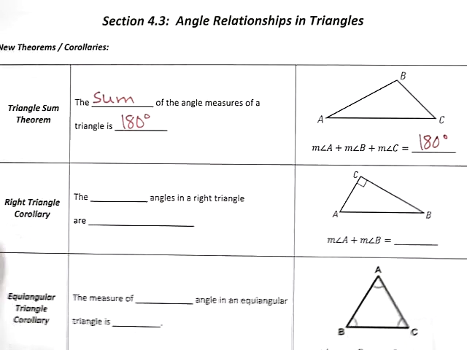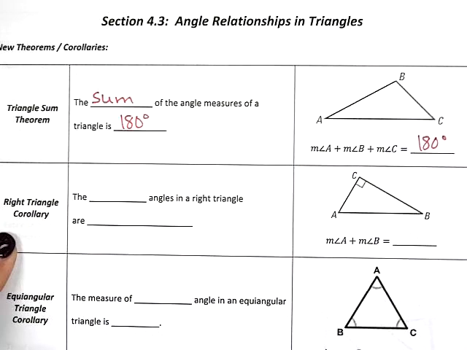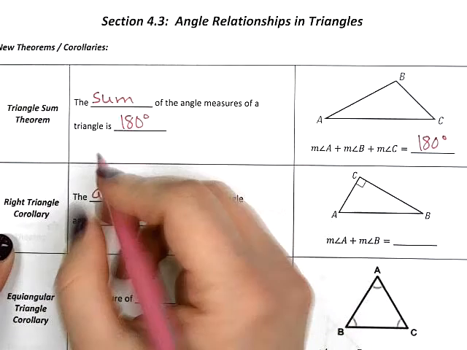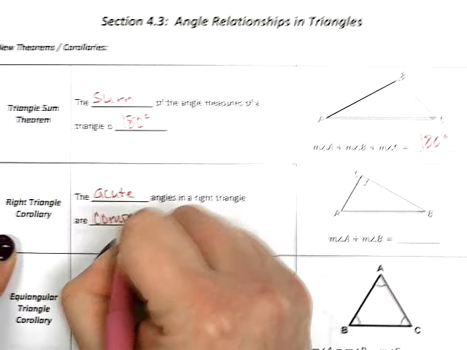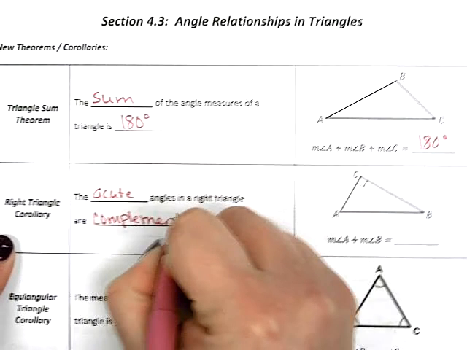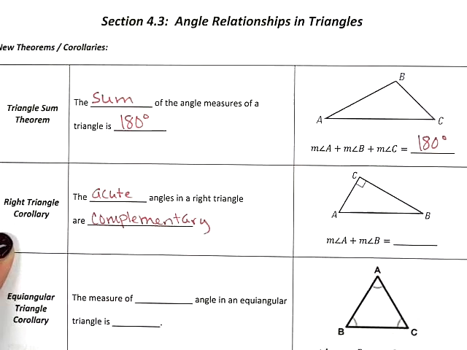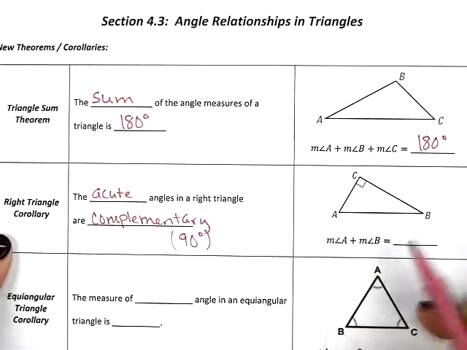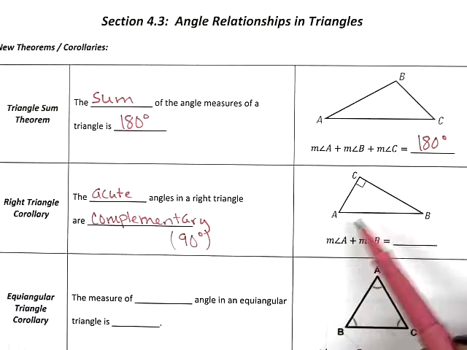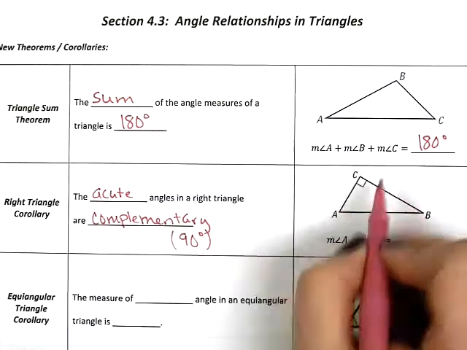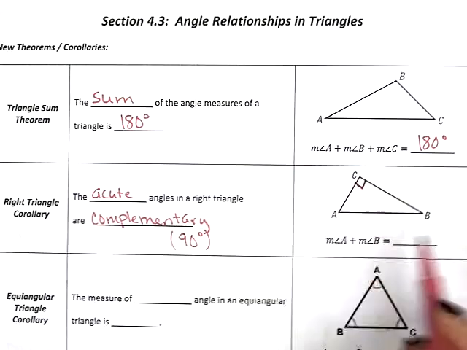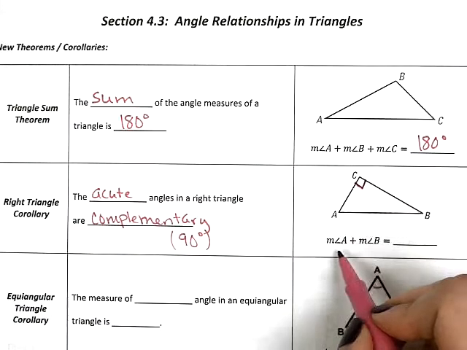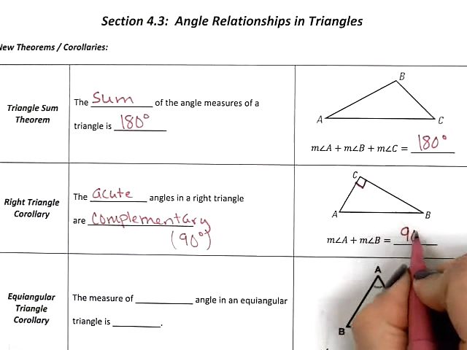The right triangle corollary says that the acute angles in a right triangle are always complementary. If you remember back to chapter 1, we talked about complementary angles. It means that they add to 90 degrees. Which makes sense, right? If the sum inside has to be 180 and this one is equal to 90, then the other two together are going to have to equal 90 as well. So if angle C is 90 degrees, the measure of angle A plus the measure of angle B has to equal 90 degrees.